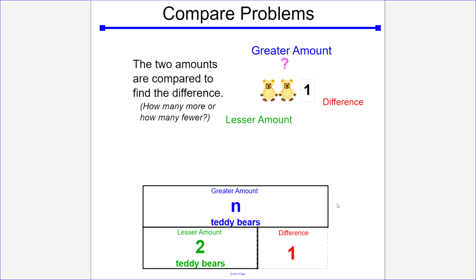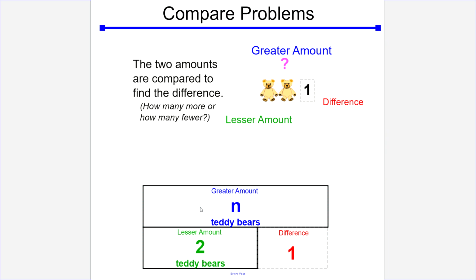Let's go ahead and represent this problem using our tape diagram. Remember, we always represent compare problems with a tape diagram instead of a bar diagram. We do this because compare problems do not have one part and several wholes. Compare problems instead have 2 whole amounts, a greater amount and a lesser amount that we're comparing to find the difference. The tape diagram has space for the greater amount at the top, for the lesser amount and difference at the bottom. We use tape diagrams to represent compare problems.